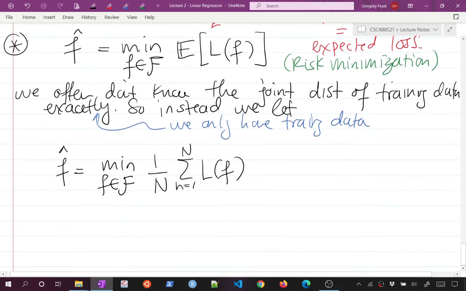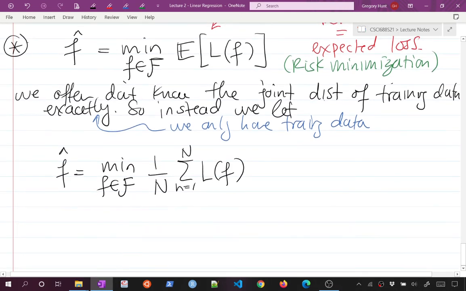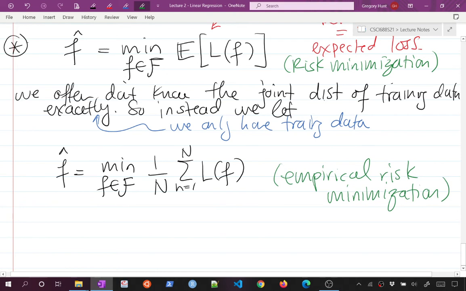We don't actually know how to calculate this expectation, and so instead we are basically going to do what's called empirical risk minimization, where, because we can't calculate that expectation and don't really know what the probability distribution is, we replace the expectation with an average.